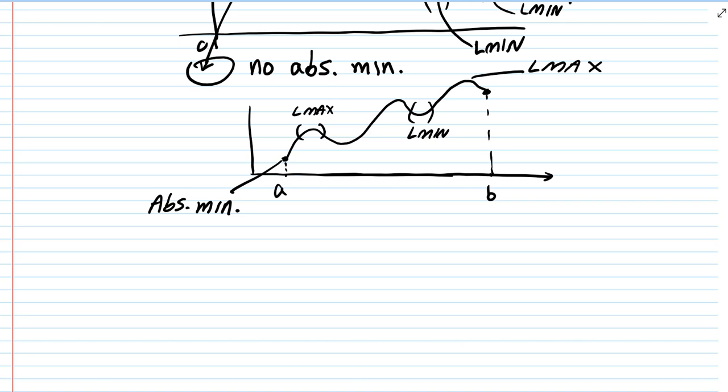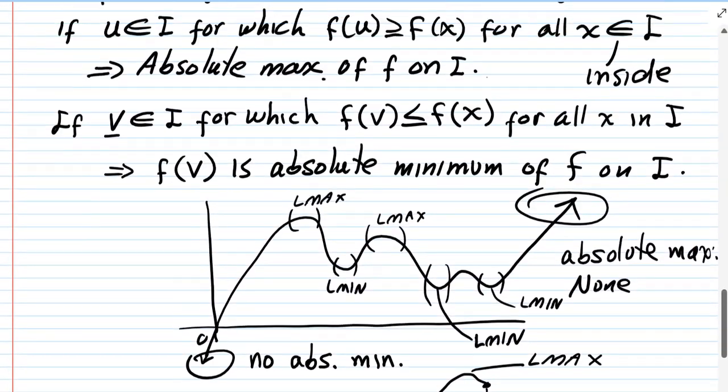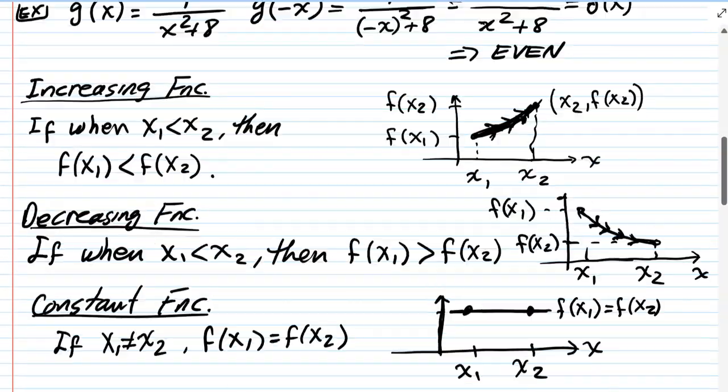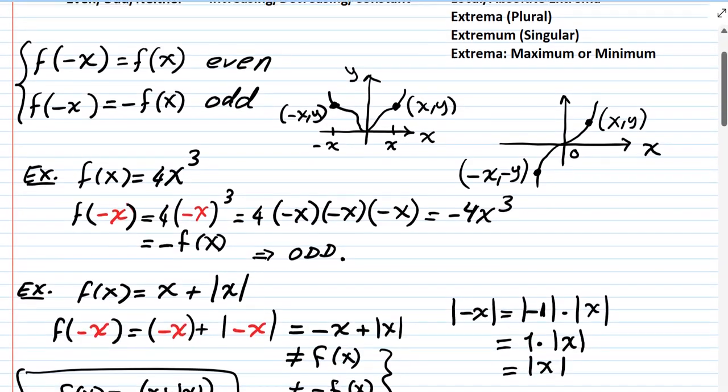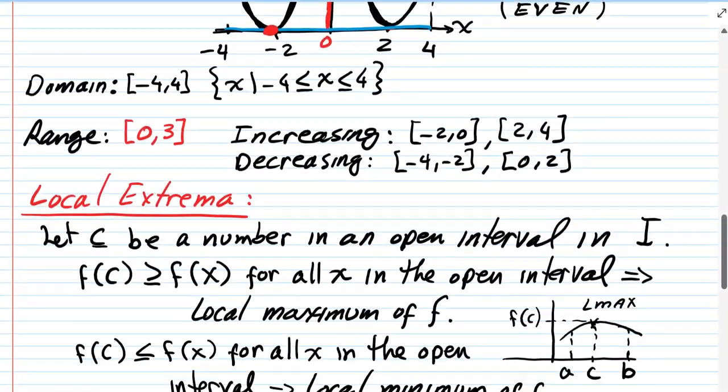All right, so that will pretty much wrap up what we wanted to talk about in this section. We did talk about, in general, some properties of functions: even, odd, neither, increasing, decreasing, constant, and we just finished up with a discussion on local extrema of the function.